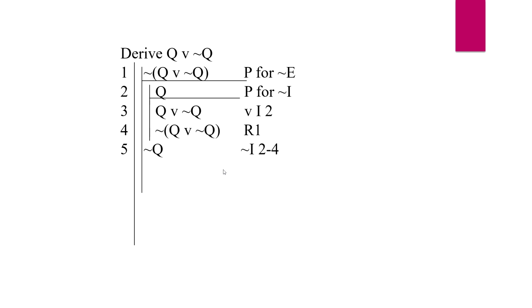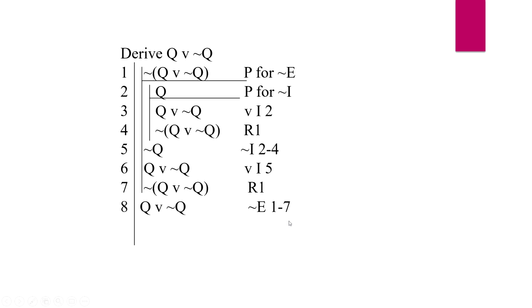Now we have enough to use disjunction introduction again to get Q or not Q at this level on line 6. Our assumption here was it's not the case that Q or not Q, and now we've proven Q or not Q follows from it on line 6. Let me reiterate from line 1 to make the contradiction clear. So now we've done all of this to show that assuming the negation of Q or not Q leads to a contradiction. So on line 8, on our main scope line, we can get Q or not Q from negation elimination from lines 1 through 7.